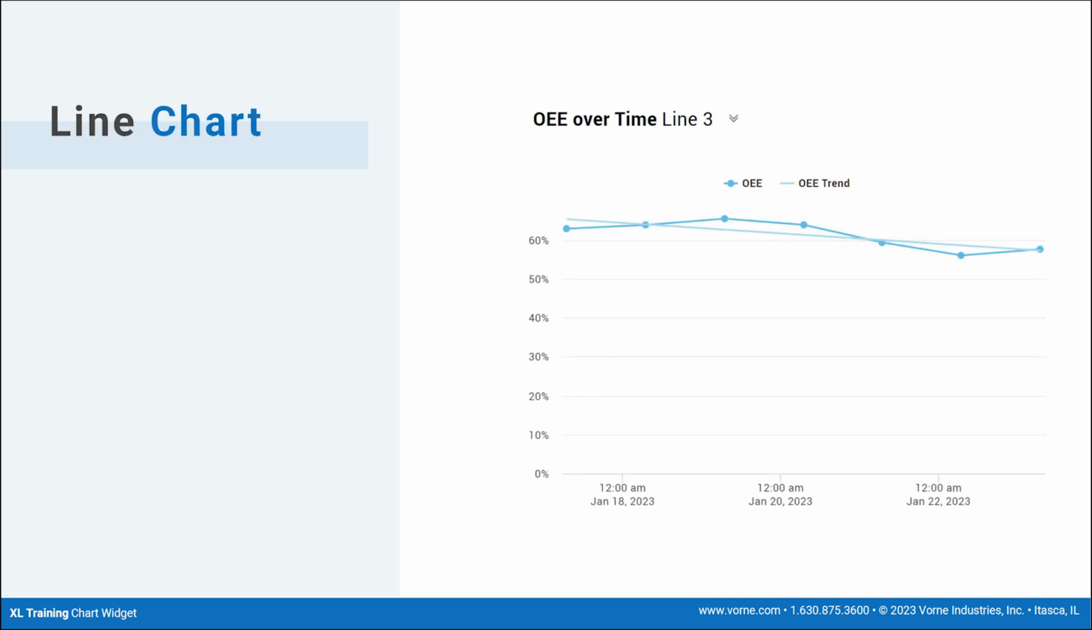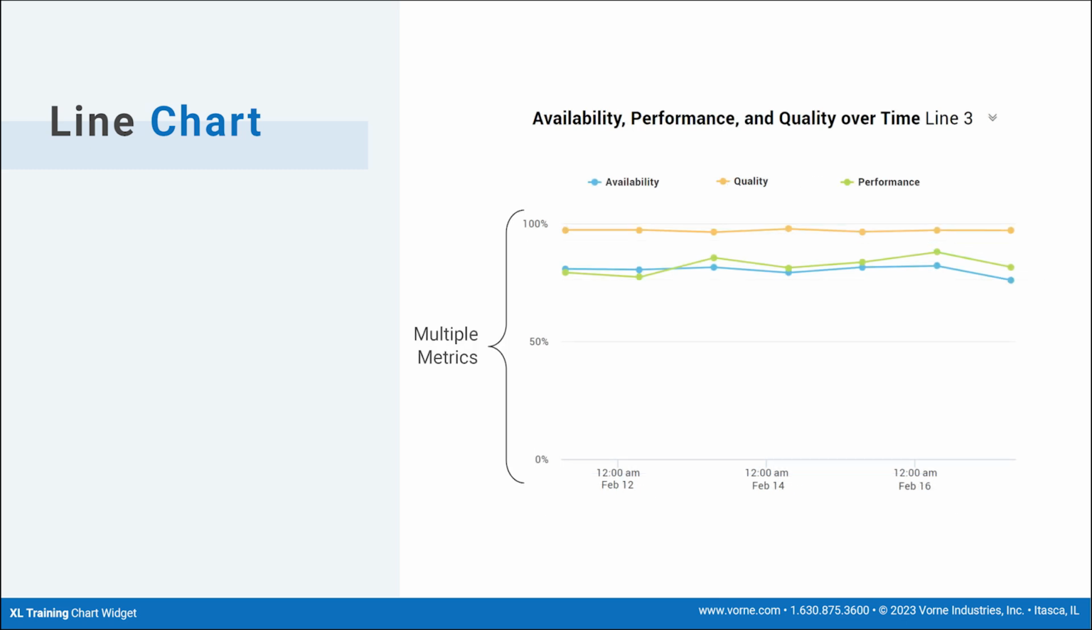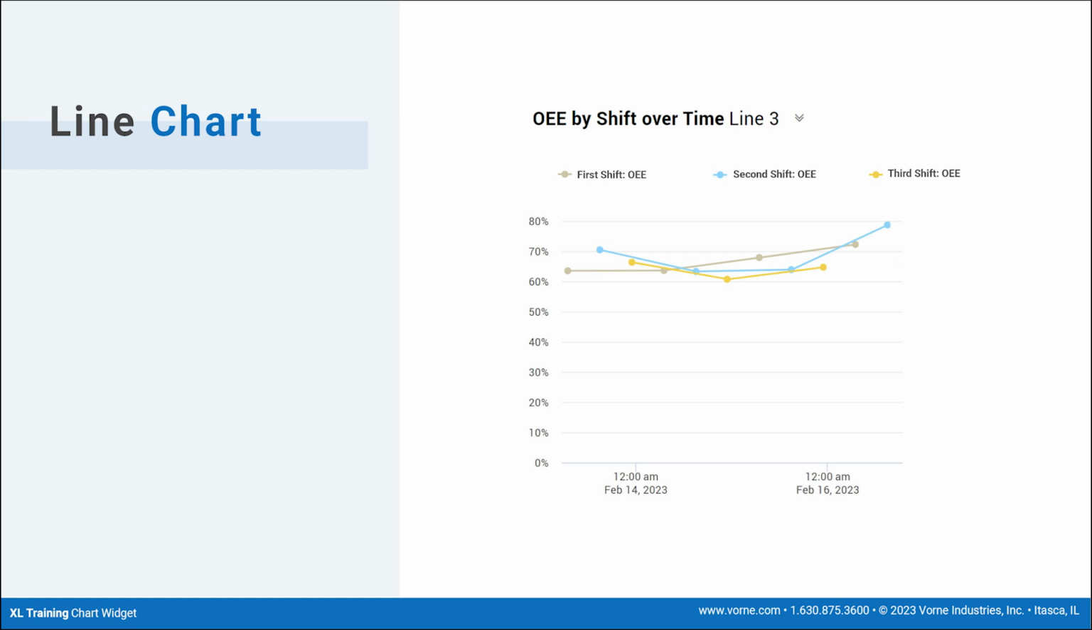Line charts are particularly well suited for showing changes over time, whether it be a single metric over time, multiple metrics over time, or a single metric by dimension over time.